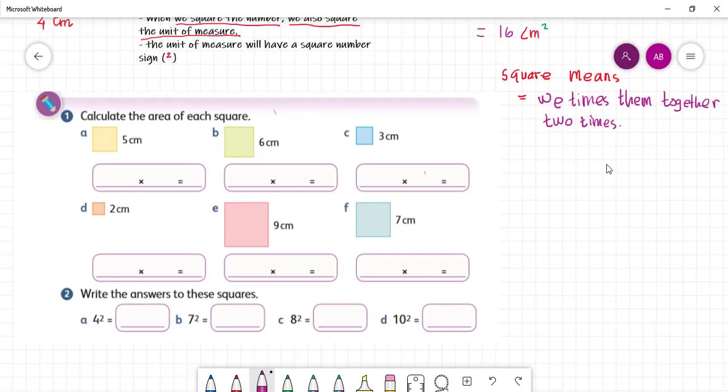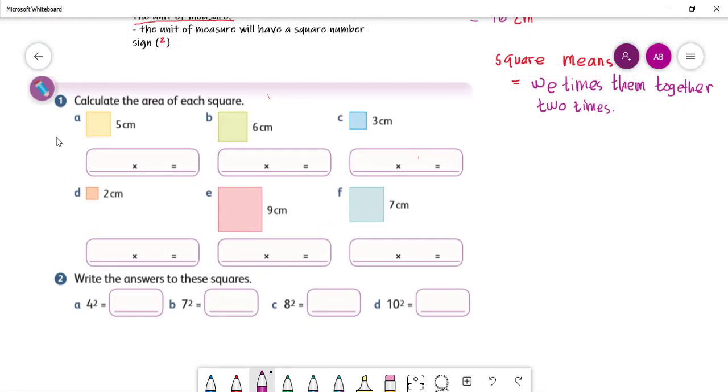Okay, let's see. Here in your book is already the question. Calculate the area of each square. You can see that it is already prepared. For letter A, it is a square that has sides of 5. So you have to square them together. I will use the red pen. If this one is 5 centimeters, then it will be 5 centimeters times 5 centimeters, and the answer will be 25 centimeters square. Can you understand this? Now you can continue letters B, C until F by yourself.